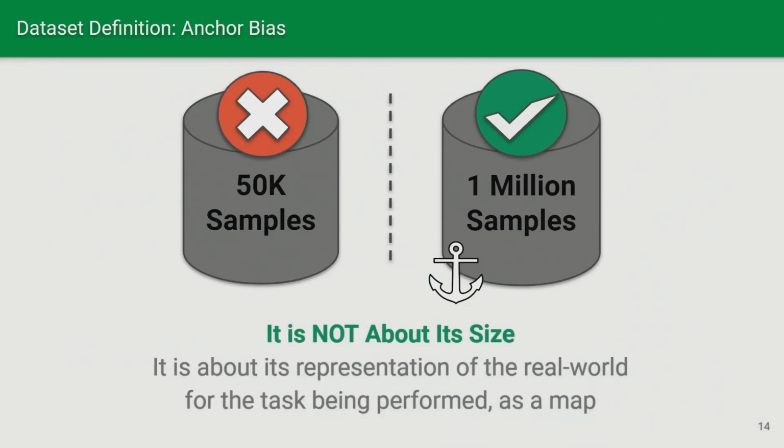In addition, we are often faced with the anchor bias, which makes us think that a larger dataset is better, making it a new baseline for future comparisons. A good example is thinking that a dataset with 1 million samples is better than a smaller dataset. However, such a fallacy is not true. It's not about size. It's about the representativeness of the real world for the task at hand, just like a map.